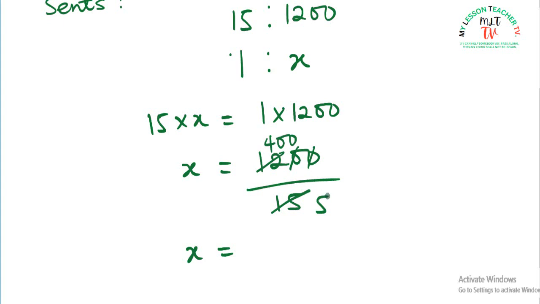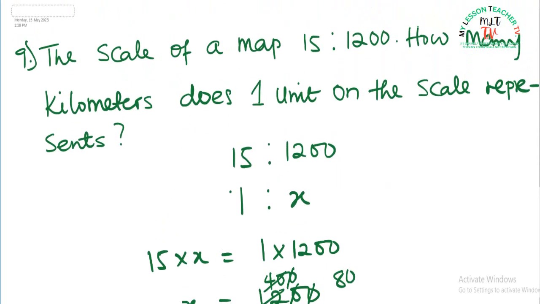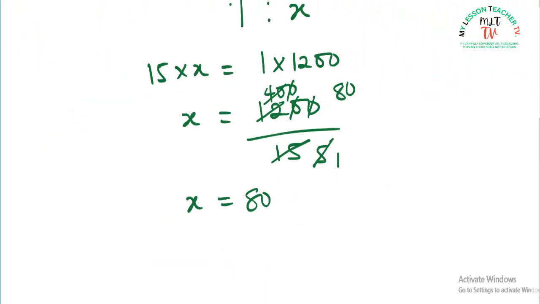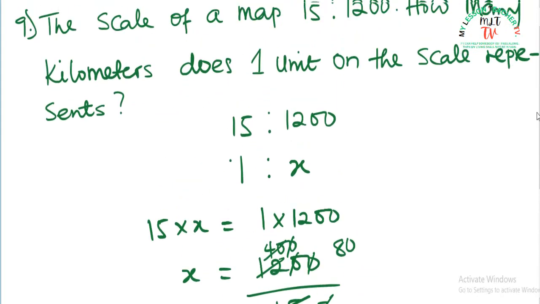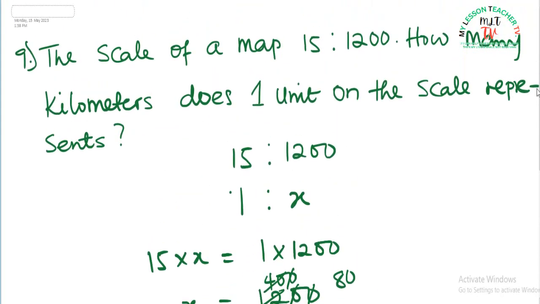5 can still divide, because 5 is a factor of itself and 400. 5 into itself is 1, 5 into 400 is 80, into 0 is 0. So this is 80. What this means is that 1 cm on the scale represents 80 units on the map, so on the ground. So this is said to be equal to 1 cm represents 80 units on the ground.